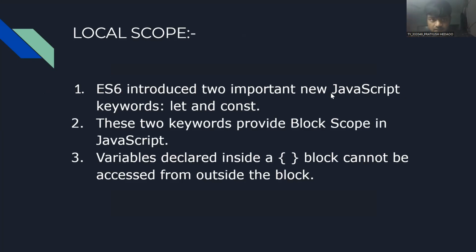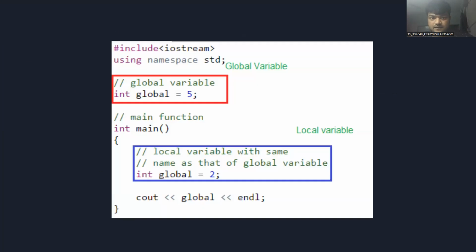So what happens is that, as I mentioned in the third point, variables declared inside brackets cannot be accessed from outside the box. Like what we used to do in global is that we can access the value from outside the scope. So this is a perfect example elaborating how global and local variables work. So the global variable's value is 5, so it's valid over here, and the local variable's value is 2. So when someone prints it, we'll get the consecutive output.